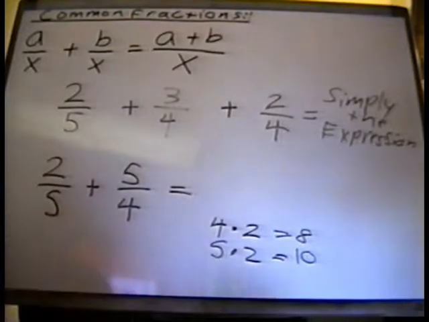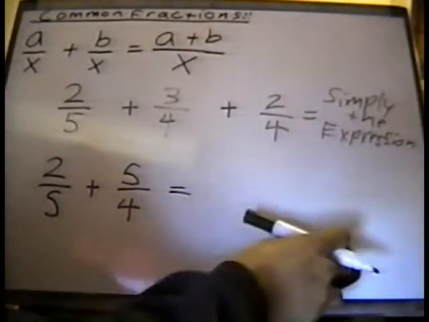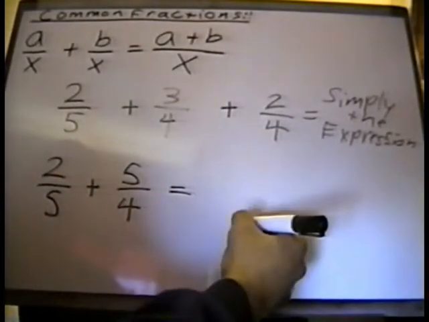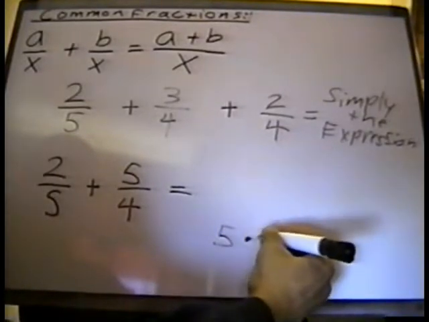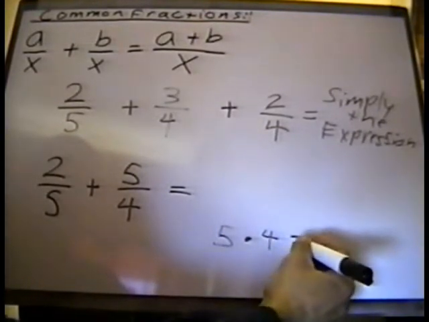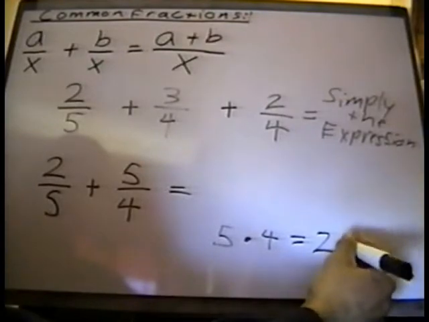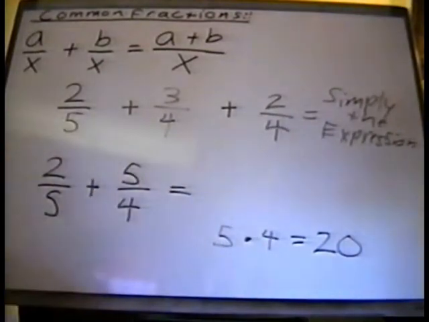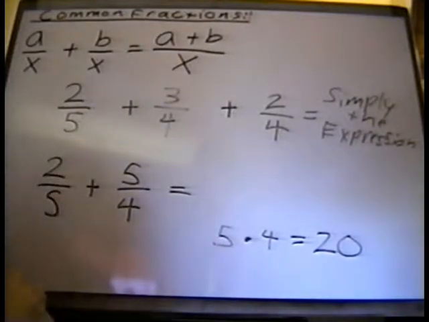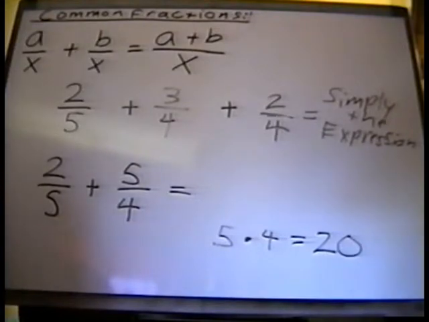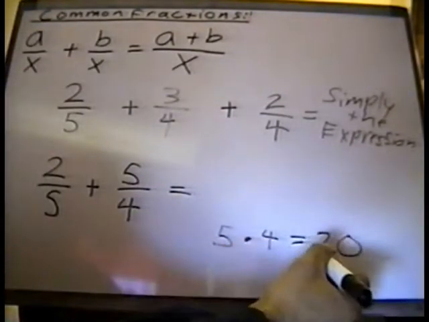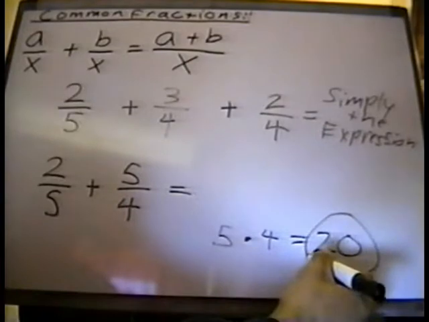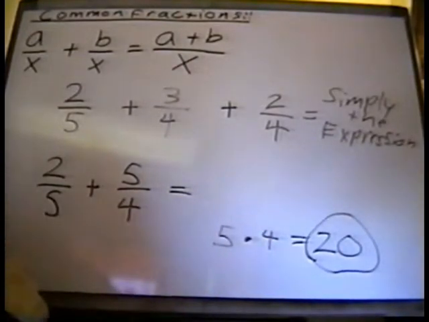Well, let's try multiplying the numbers by each other. 5 times 4 is 20. So 20 here is going to be our common denominator after we convert the fractions.